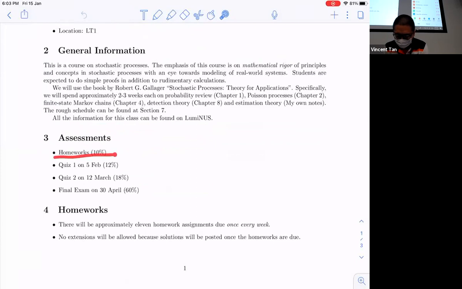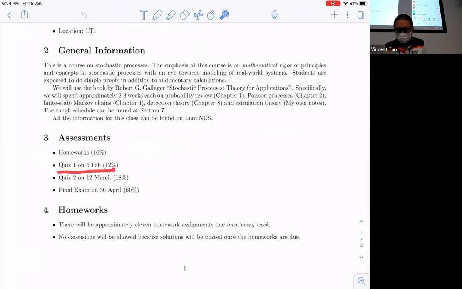Like it or not, I'm a big fan of homework, especially for math classes. But homework is meant for you to collaborate with one another, to work together, so I don't assign too much of a percentage to it. You are expected to get 10 marks. So the majority of the marks go into quizzes and exams.